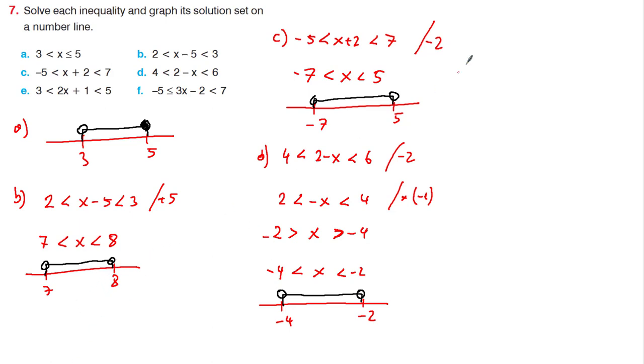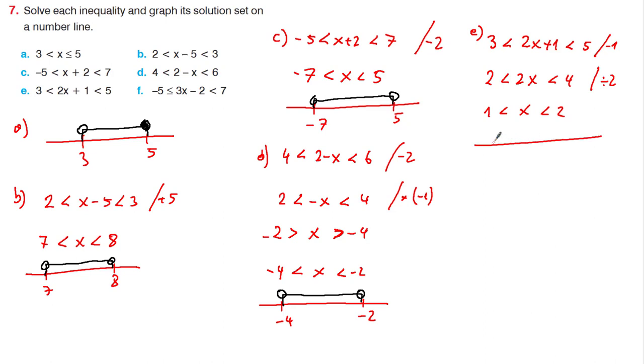Under E, we get 3 is less than 2x plus 1 is less than 5. So we subtract 1, 2 is less than 2x is less than 4. Divide both sides by 2. When you divide by a positive number, the signs are preserved. So we get an inequality like this. All numbers between 1 and 2, excluding both of them.